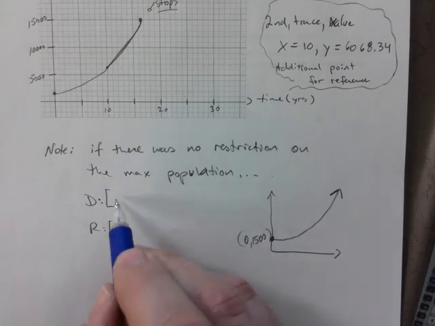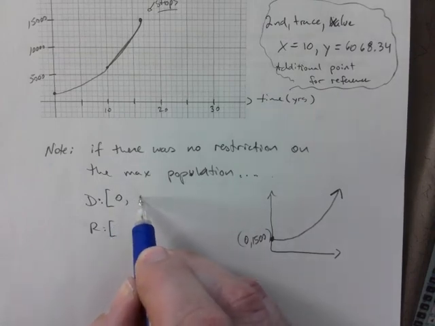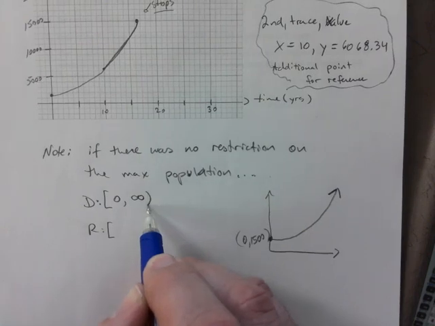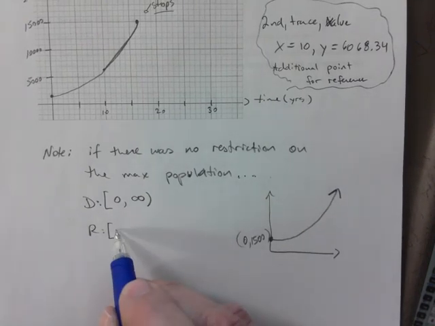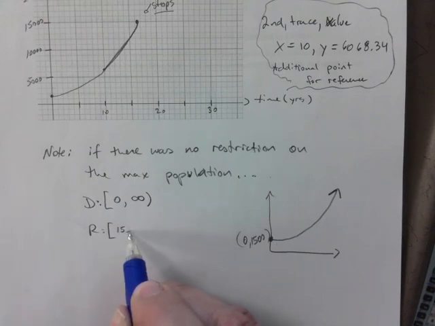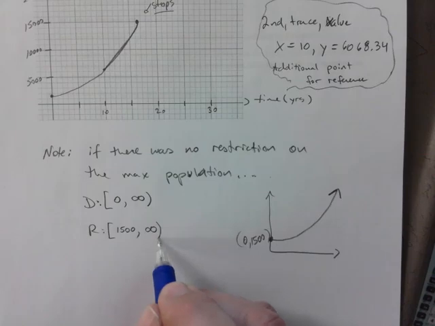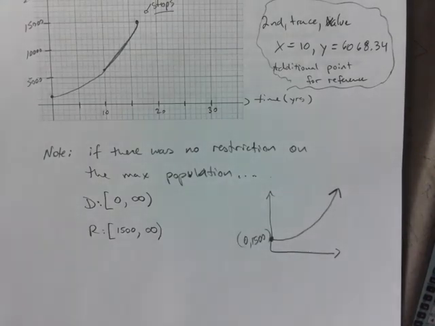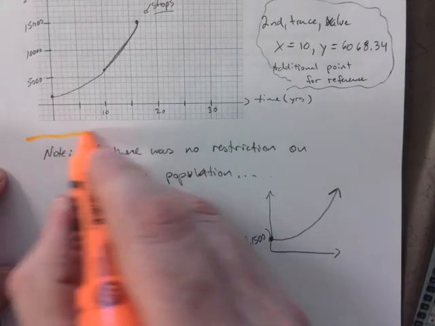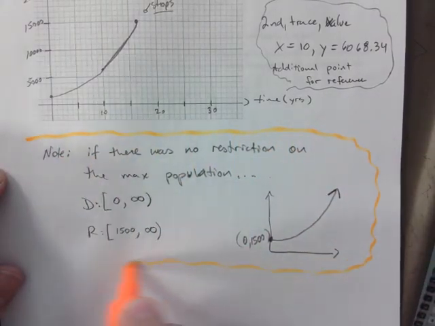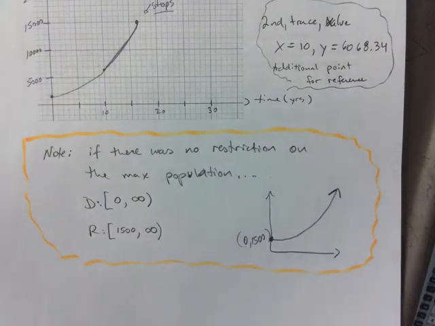Domain is my time. So it'd go from 0 to infinity, right? And range? What's the lowest? 1500, that's right. All the way to positive infinity. Okay, so this is an aside, but you're not used to infinities in word problems, but exponential and logarithmic functions do have exponentials as part of that scenario.